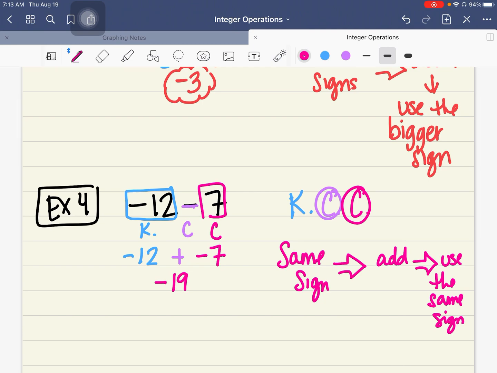All right, so there you go. I think you guys can get this. Just remember to keep the first number, change minus to plus, and change to the opposite of the second number.